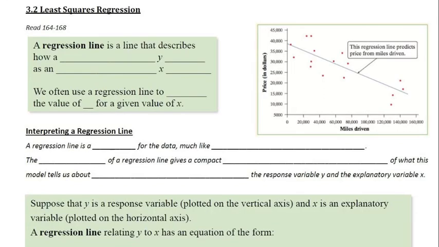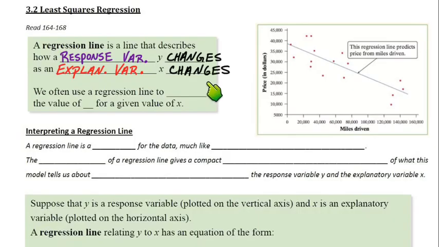3.2, least squares regression. A regression line is a line that describes how a response variable y changes as an explanatory variable x changes. Here's just an example of a regression line. And you can make these in your calculator. We haven't done them yet, but this is what it would look like.